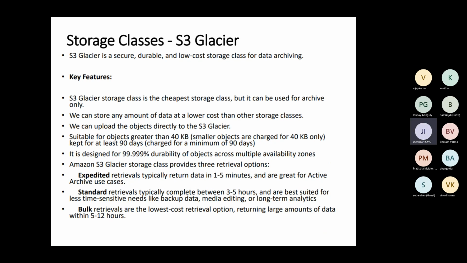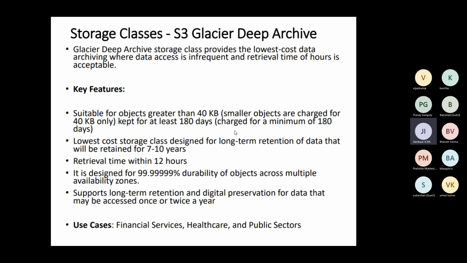Now, I think we have discussed this Glacier. If you want to archive your data, then it is a good option. Your object size should be greater than 40 KB, and you should keep your data for a minimum of 90 days. What if you don't want to keep your data for 90 days? Anyhow, we have an option of delete, right? But once we store our data in the S3 Glacier storage class, even if you delete it or not, you will be charged for 90 days. So this is about Glacier.